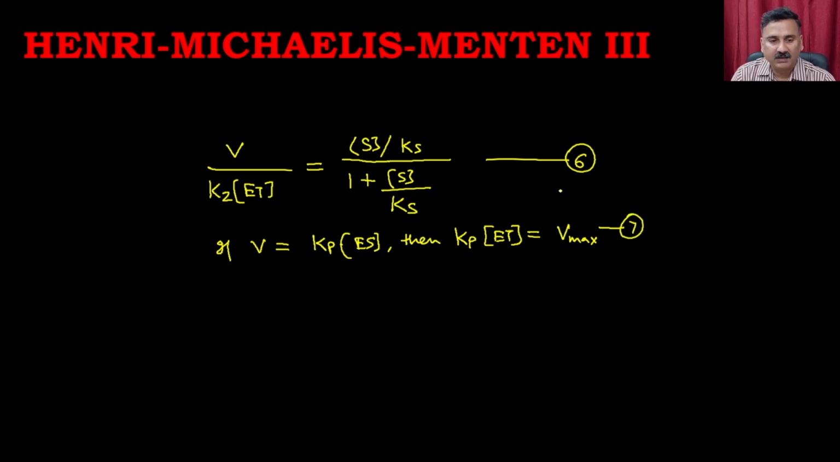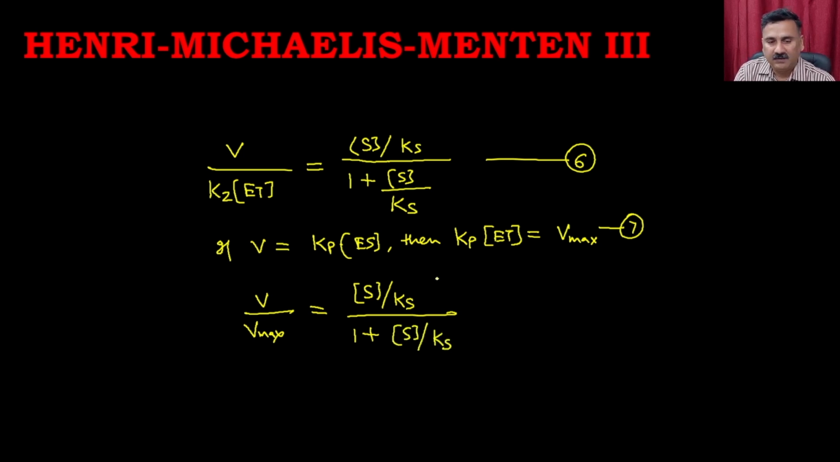So now if you take equations 6 and 7 and put all these values, it becomes V by Vmax equivalent to S by Ks divided by 1 plus S by Ks, okay?